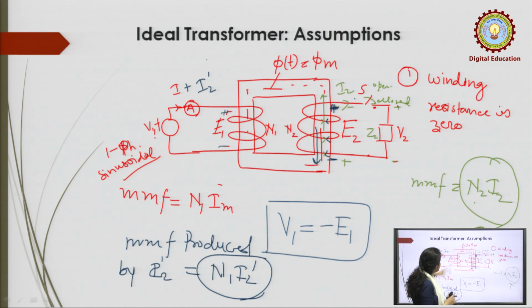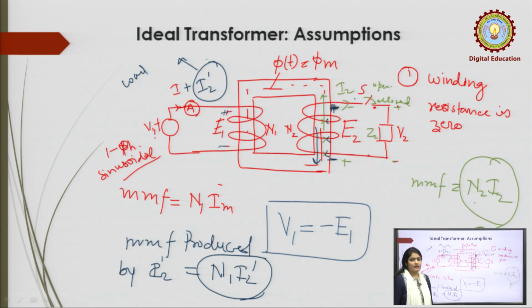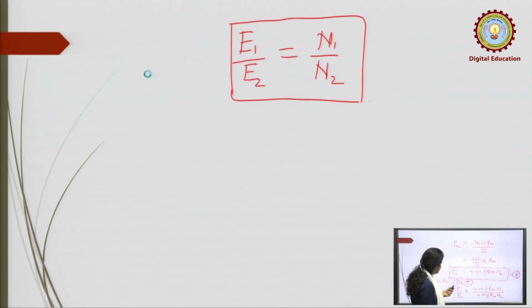So this I2 current is called the load component, because when the transformer is loaded, the I2 current will flow, and according to this I2 current, a reflecting current I2 dash is extracted from the source, so that the core will maintain the magnetizing flux. So this is how it works.